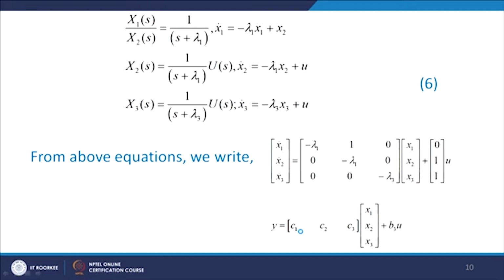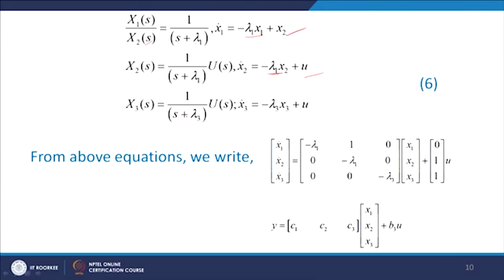And now for these equations we apply the inverse Laplace transform, and finally we have the result: x1 of s equals 1 upon (s plus lambda 1) times x2 of s, so x1 dot equals minus lambda 1 x1 plus x2. x2 of s equals 1 upon (s plus lambda 1) into U of s, which we write as x2 dot equals minus lambda 1 x2 plus u. And third, x3 of s equals 1 upon (s plus lambda 3) into U of s, so we have written x3 dot equals minus lambda 3 x3 plus u. Finally this has been written in the state space model as: x1 dot, x2 dot, x3 dot equals the matrix with rows [minus lambda 1, 1, 0], [0, minus lambda 1, 0], [0, 0, minus lambda 3] times x1, x2, x3, plus the input matrix, and you see here 0 1 1.